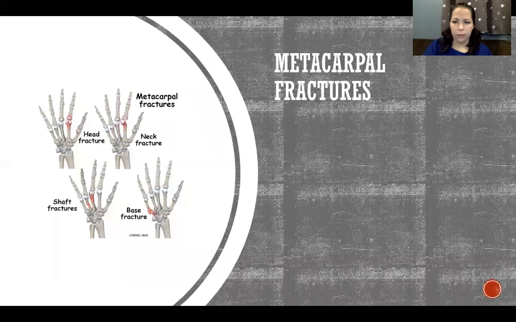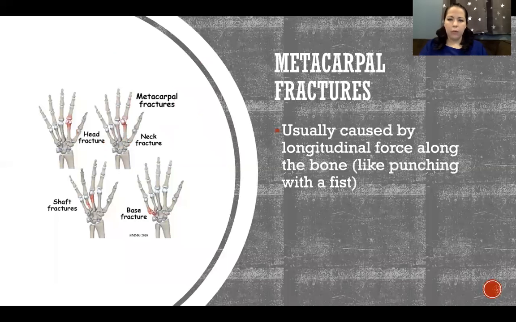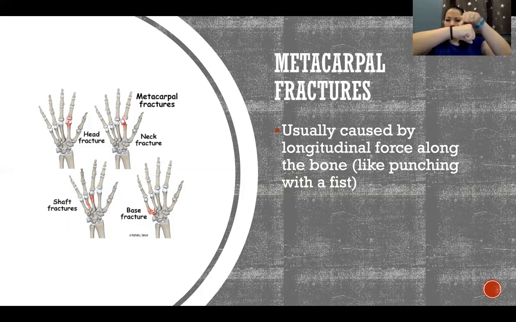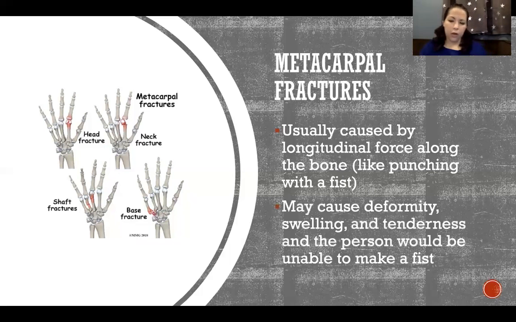So again, we could have these symptoms because there's impingement higher up in the extremity, or it could be truly carpal tunnel syndrome. Okay, metacarpal fracture is usually caused by longitudinal force along the bone, like punching with a fist. So a longitudinal force would be a force that goes in the direction of the long axis of the bone. So here are my metacarpals. So a force that goes in the direction of the long axis of my metacarpals would be most likely to cause it to fracture. Can cause deformity, swelling, and tenderness.